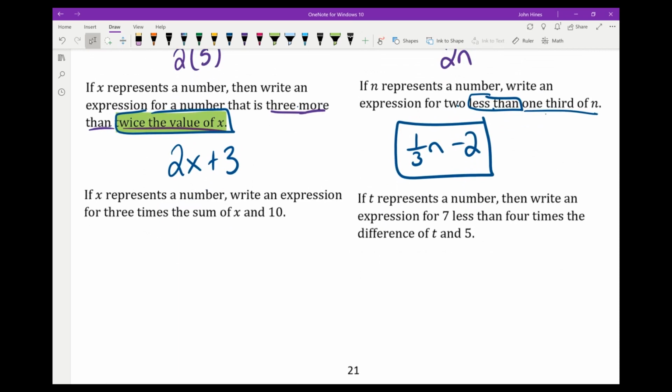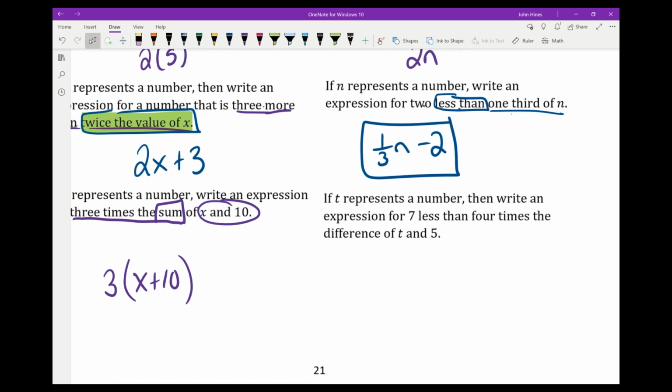If x represents a number, write an expression for 3 times the sum. So notice here I'm finding 3 times the sum. Well, what's the sum? x plus 10. That's the sum. But I want 3 times that whole thing, so I can't just write 3x plus 10. I need to do 3 times this whole thing, 3 times the sum. So it's 3 times (x plus 10).